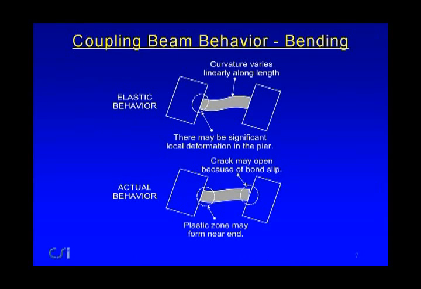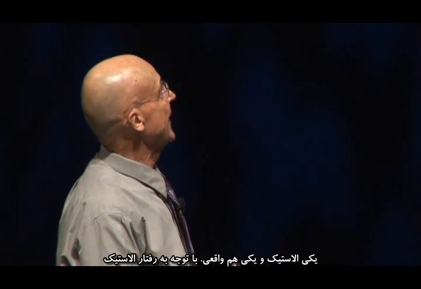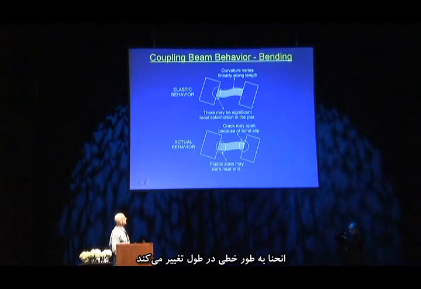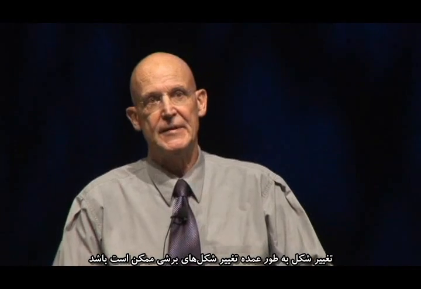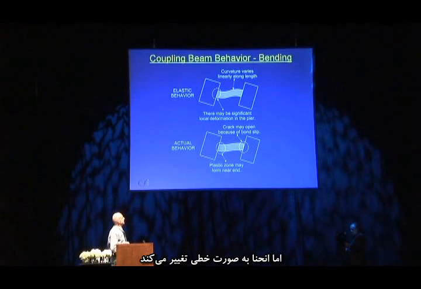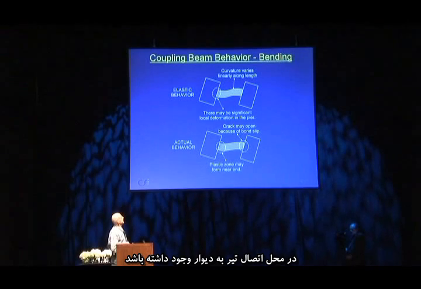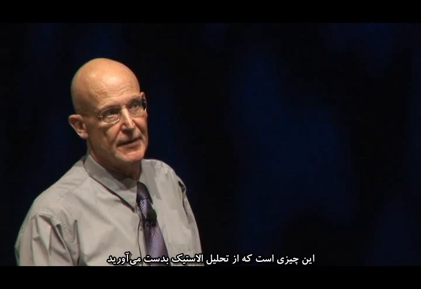Let's look at coupling beam behavior, firstly in bending, and we'll do shear in a moment. And two diagrams here, one elastic and one actual. According to elastic behavior, the curvature will vary linearly along the length. The deformations may be substantially shear deformations, which would be constant over the length, and some bending, and it depends on the proportions of the beam, which is dominant, bending deformation or shear. But the curvature will vary linearly. And one thing that may happen, I haven't shown this here, but there may be substantial local deformations where the beam meets the pier. This is what you would get from an elastic analysis.